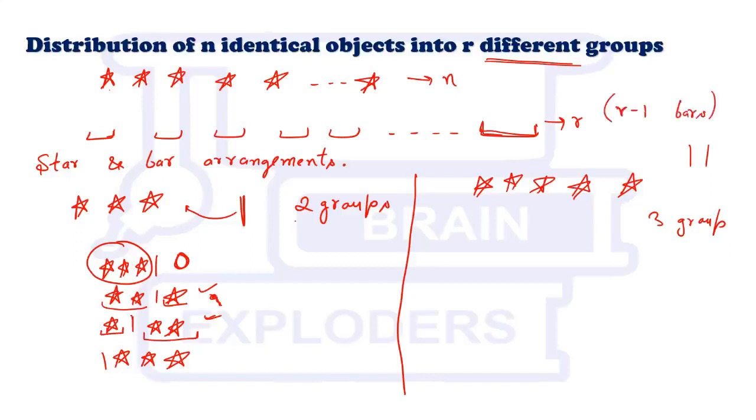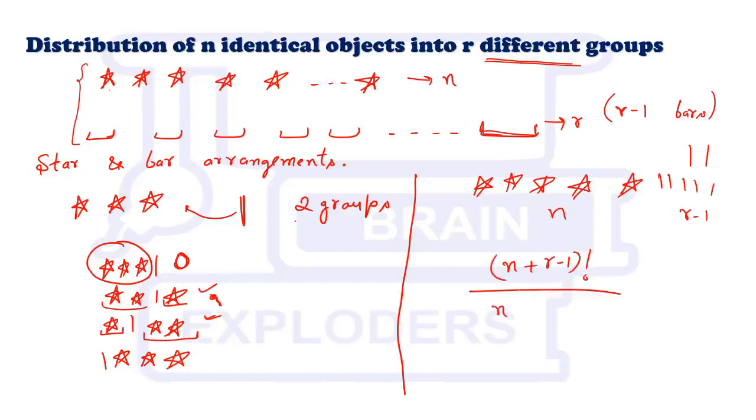Okay, r minus 1 bars. Now we have to find the total number of permutations of stars and bars taken together. Like there are so many stars kept over here and so many bars kept over here. There are n stars and r minus 1 bars, and we have to find their total number of permutations. So how many permutations are possible? (n plus r minus 1) factorial over n factorial times (r minus 1) factorial.